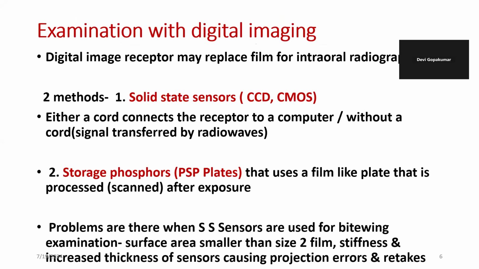Examination with digital imaging. Digital image receptors may replace film for intraoral radiography. There are two methods. Solid-state sensors use CCD and CMOS, where either a cord connects the receptor to a computer or, without a cord, the signal is transferred by radio waves. The other is storage phosphor or PSP plates, which use a film-like plate that is processed or scanned after exposure. Problems arise when sensors are used for bite-wing examination. The surface area of the sensor is smaller than size 2 film, and the stiffness and increased thickness of the sensors cause projection errors and retakes.